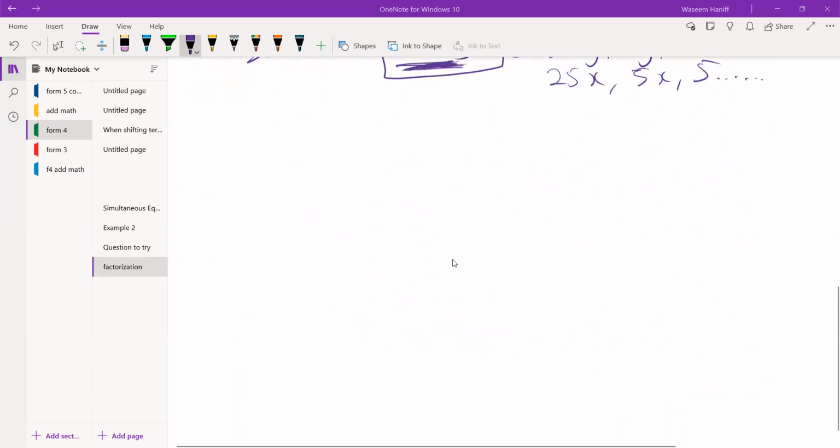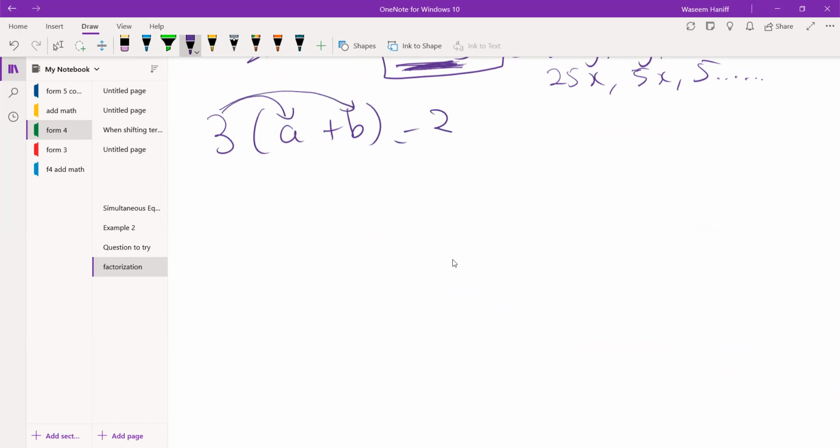Good. So this is what factorization is. Let me go back to what we had. We have 3 open brackets a plus b, and we're going to apply the expansion. So this is 3a plus 3b: 3 multiplied by a and 3 multiplied by b. In order to do expansion, you just remove the brackets and multiply.